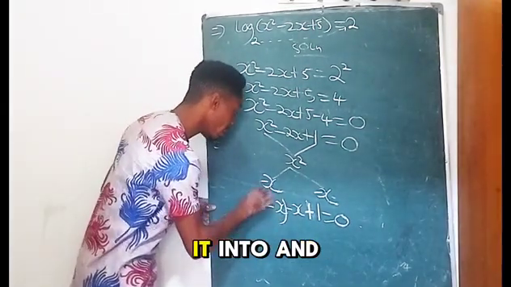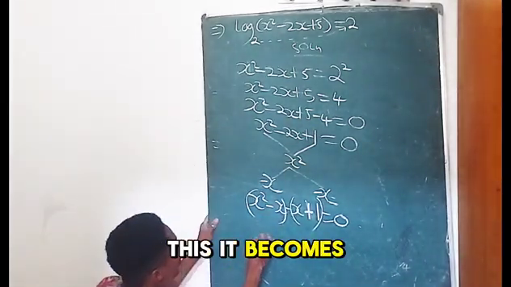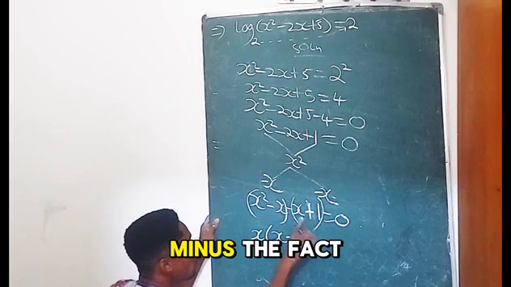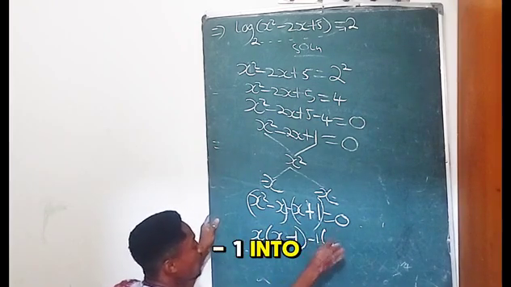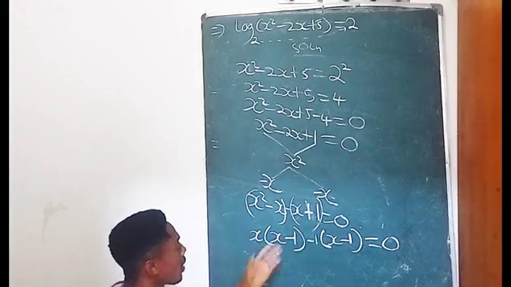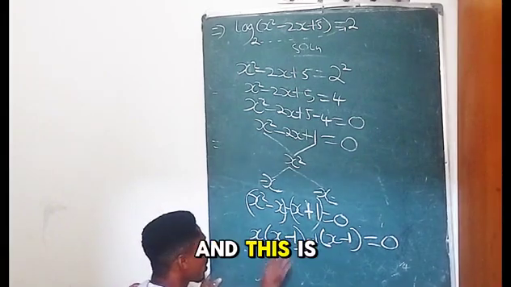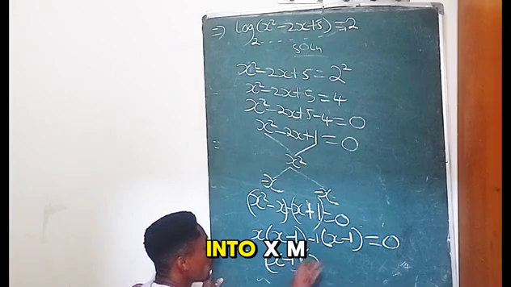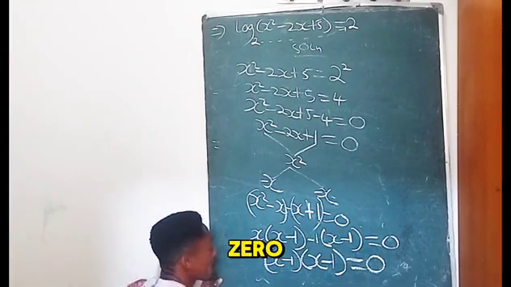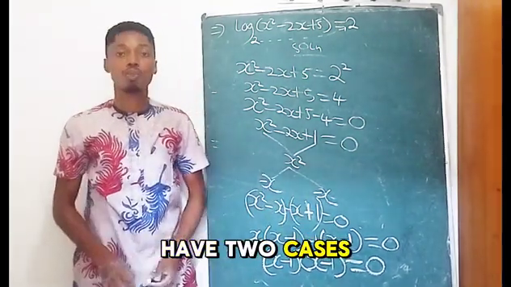So I'll group it in 2's and factorize. If I factorize this, it becomes x into x minus 1 minus 1 into x minus 1 equals 0. Factors are repeating itself, so that repetition will become 1, and this is x minus 1 into x minus 1 equals 0. You know what we're going to do from here? That means we are going to have 2 cases.